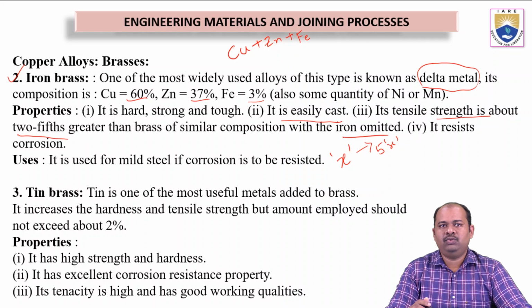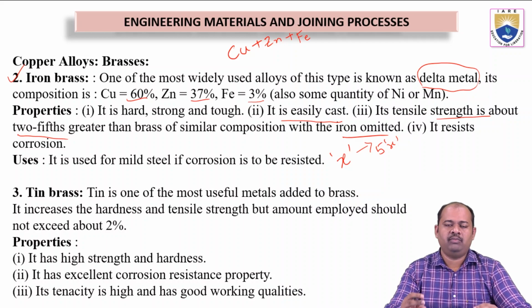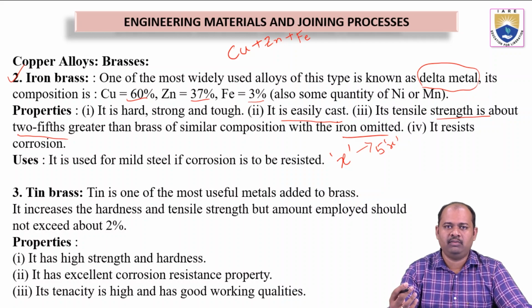So let us see some of the uses. It is used for mild steel if corrosion is to be resisted. So we can simply replace mild steel with this iron brass if we want to avoid corrosion. That means if the surrounding temperature or environment is more prone to corrosion, that is a humid and moisture environment, then we should go for this iron brass because it has corrosion resistive capacity.